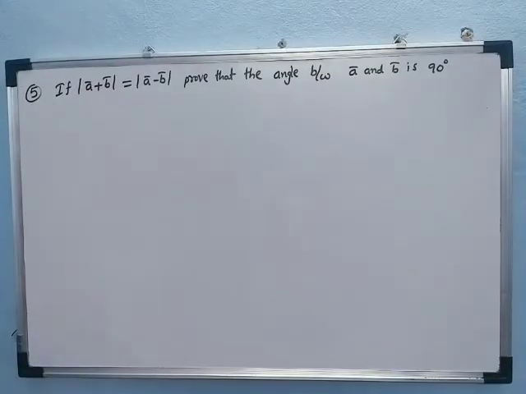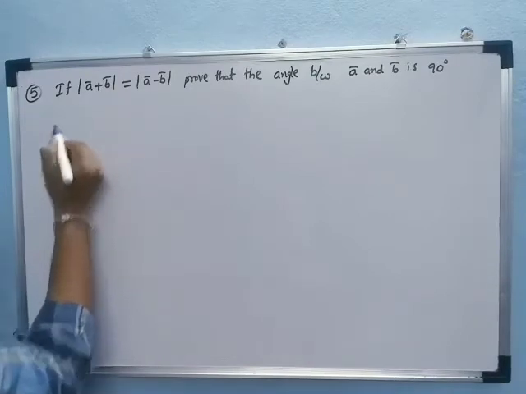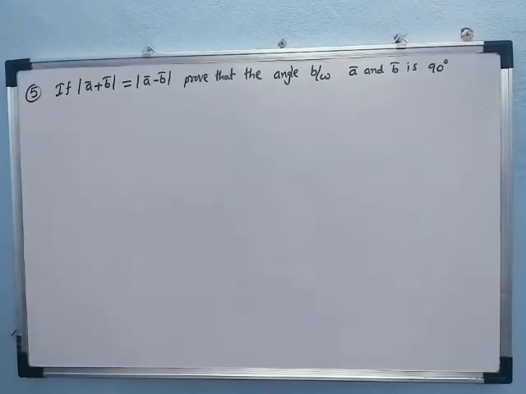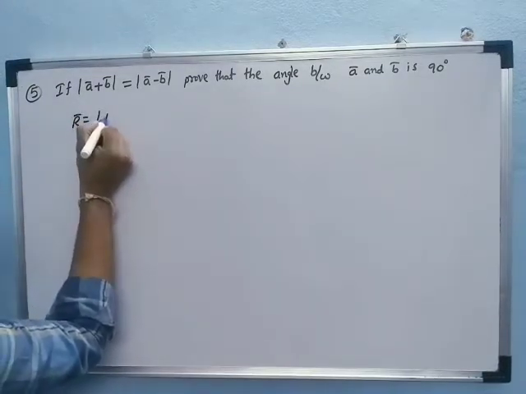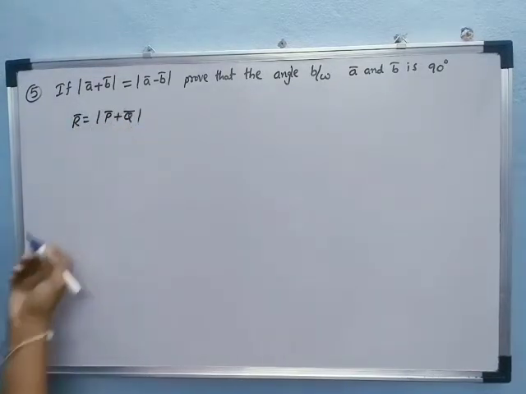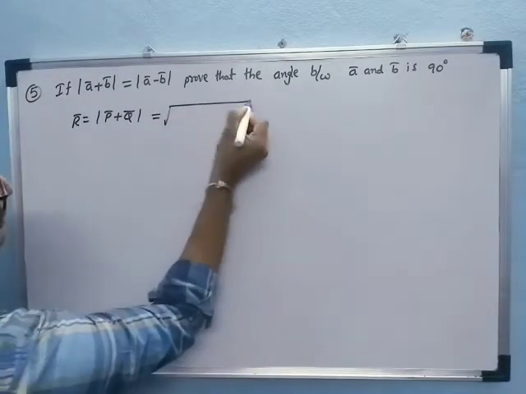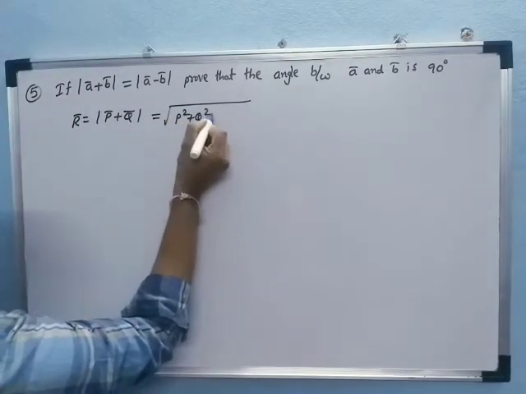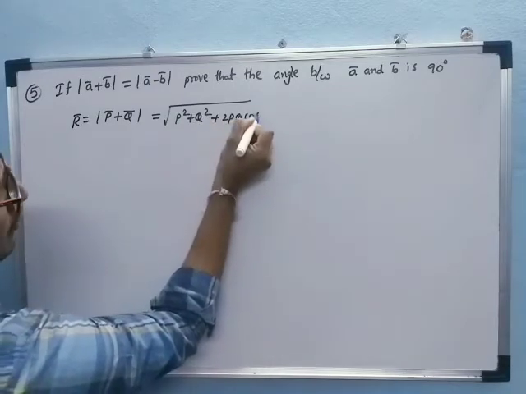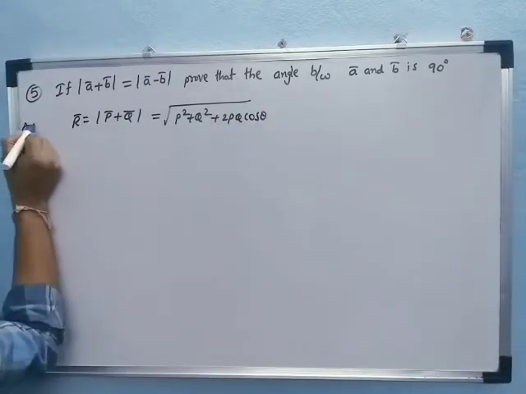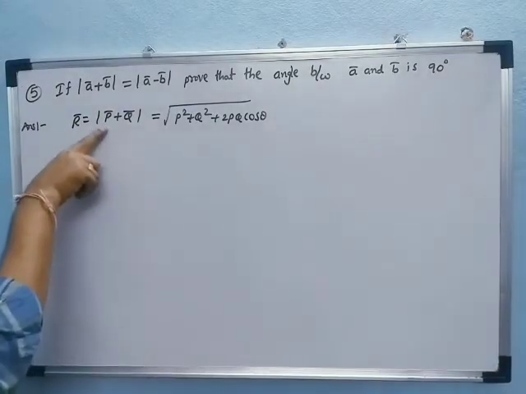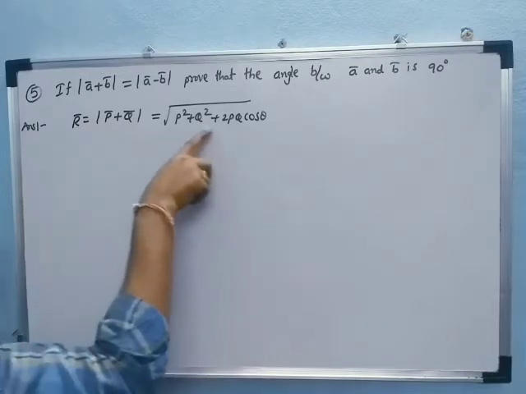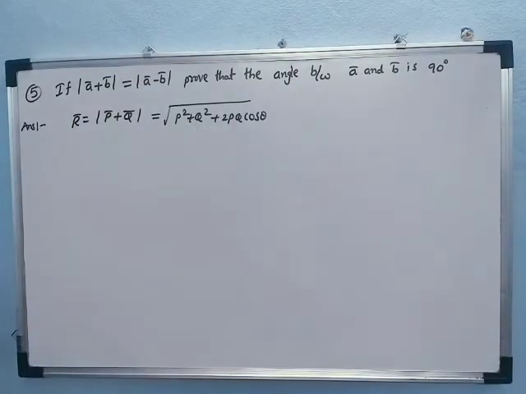See, we know the resultant vector. The resultant vector is nothing but the sum of two vectors. That is, R bar is equal to mod of P bar plus Q bar. What is the formula? It is under root of P square plus Q square plus 2PQ cos theta. The resultant vector is the sum of two vectors P bar and Q bar, and we get under root of P square plus Q square plus 2PQ cos theta.